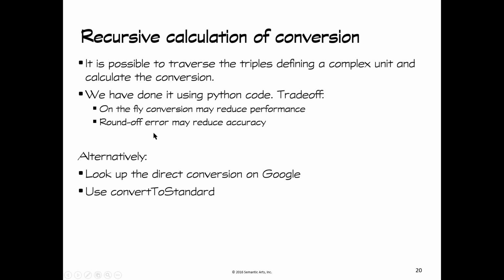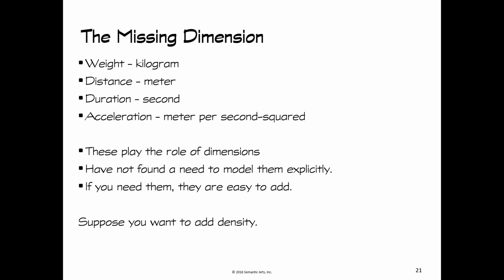which is fine. However, you need to keep in mind there are a couple of possible trade-offs here. On-the-fly conversion might reduce performance, although it probably wouldn't be a big deal. You'd have to do testing. If you're doing this huge amounts of times, that might be an issue. Another thing could be round-off error. If you're putting together a complex unit with several different pieces, each time you do the math, potentially you could have a round-off error. So another way to do this, if you're worried about that, is to just look up the direct conversion on Google, and then use convert to standard, and then you don't have to worry about doing that computation on the fly.